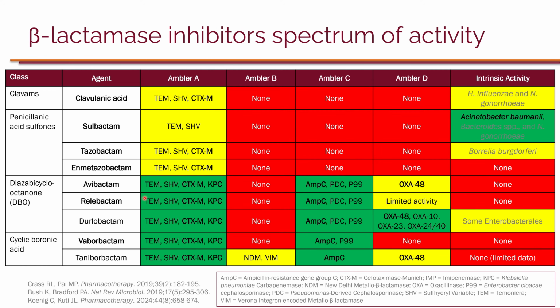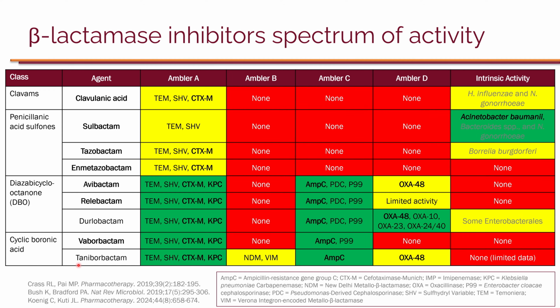Relebactam also has good activity against ESBLs and KPC, as well as AmpC, and limited activity against OXA class D enzymes. Durlobactam has excellent activity against ESBLs and KPC, AmpC, and a large variety of OXA enzymes in class D. Vaborbactam has great activity against ESBLs and KPC and AmpC.